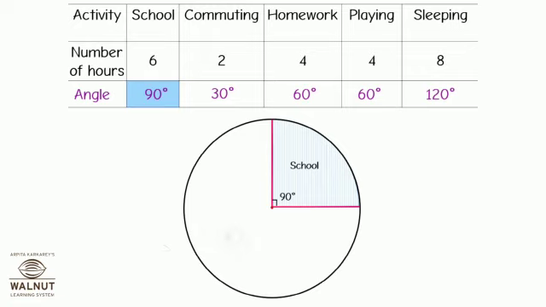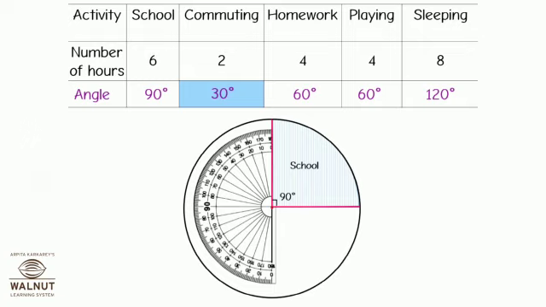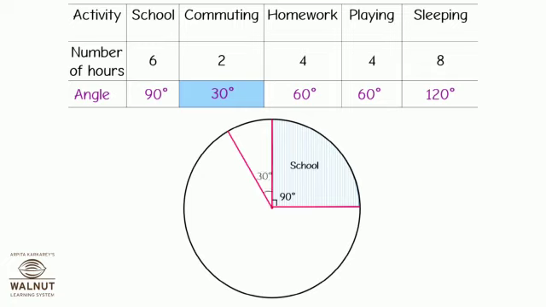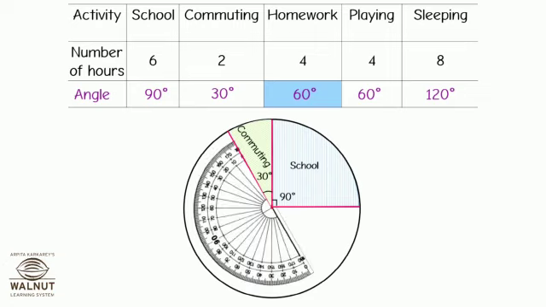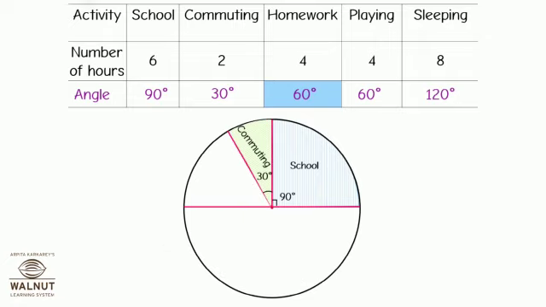Now let's go for the next angle, 30 degree. Angle corresponding to commuting is 30 degree. Now keep the protractor on the last line you drew. There you mark 30 degree and you write 30 degree and you can write there commuting. Okay. Now the next thing is homework. Okay, the angle corresponding to homework is 60 degree. So keep a protractor on the last line you have drawn. Okay, so keep the protractor there and then you mark the angle 60 degree. Then you write 60 degree and you write homework.